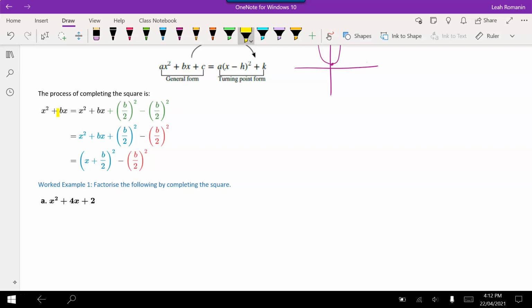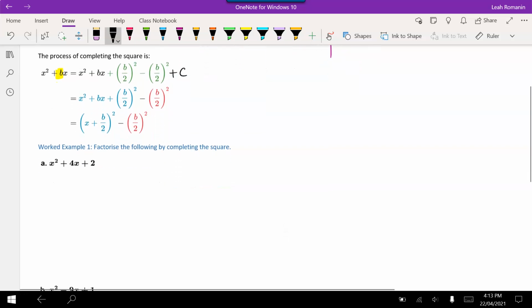So what we're really focusing on is the b. You're going to take this b here, put it over 2 and square it. Now you're going to do that twice. The first time you're going to add that number to your expression, and the second time you're going to subtract that from your expression. And then if you have a c on the end, you're going to plus c if you have one. And then you're going to go through the process of factorizing. Now it's probably easier if I explain all of that with an example.